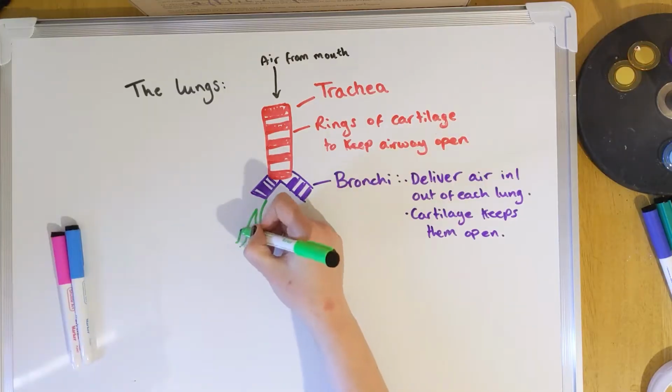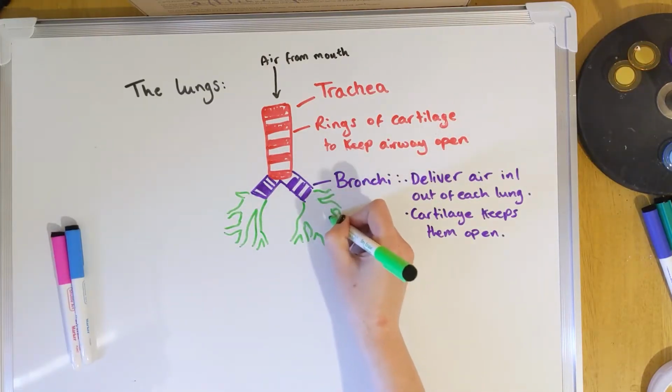The next part is the bronchioles. So they are, again, bronchi, think of branch. They are smaller branches that deliver air throughout your lung. These also have small rings of cartilage to again keep them open.